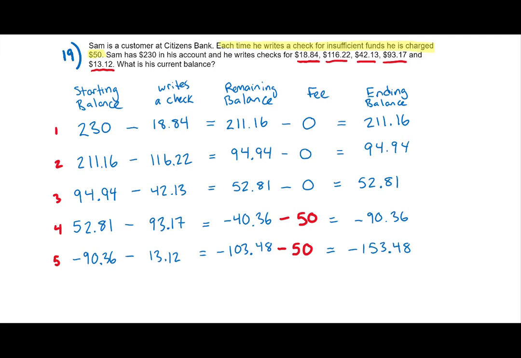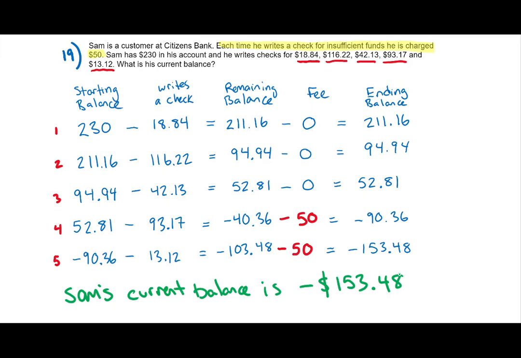So after the 5 checks and the 2 fees are all subtracted from that original $230, we could say as our final answer, Sam's current balance is negative $153.48. All right, again, algebra, yeah, it didn't really seem like we needed algebra for this one because it was just a lot of arithmetic and organizing the information that's given in the problem. All right, that does it for number 19.